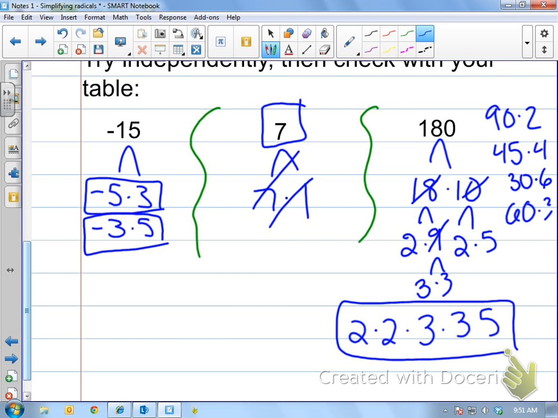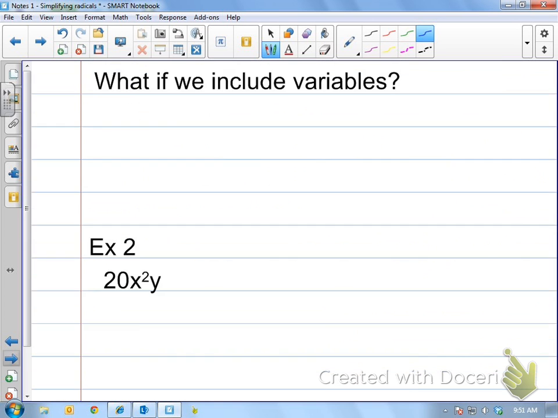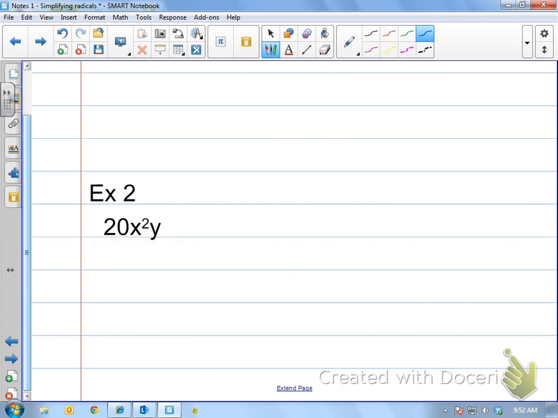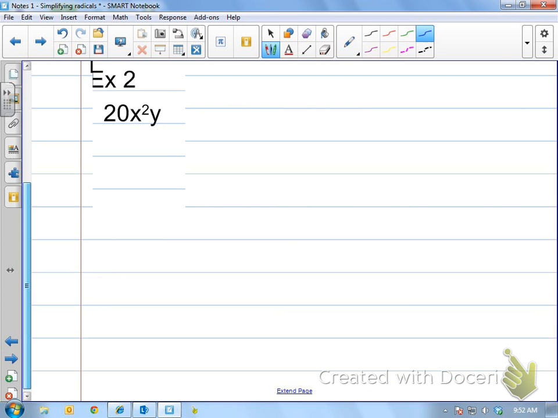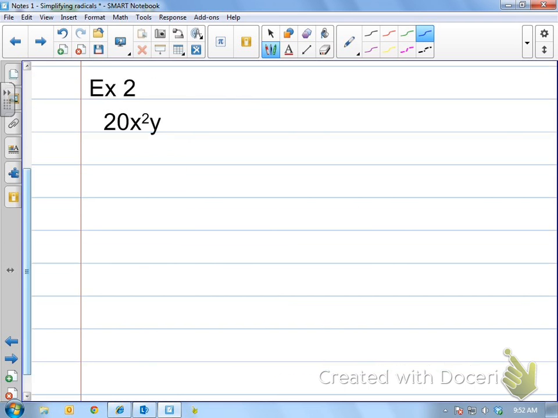So the last thing we need to talk about with prime factorization is what to do if our prime factorization includes variables. It's not really that much different. The only thing we need to know about is what do we really mean by x squared?